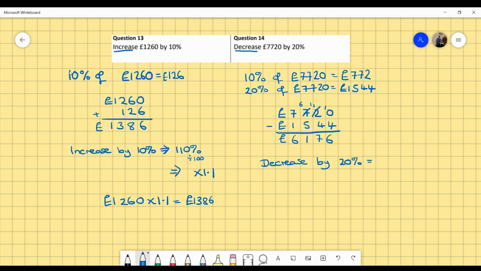And again, if I want to use a multiplier to do this, so to decrease by 20%, remember I want the original amount, which is 100%, and I want to take away 20%, so I actually want 80% of the original value. To turn it into a multiplier, we divide it by 100, so that means I would multiply by 0.8 at this point. So my calculation would have been £7,720 multiplied by 0.8, giving me an answer then of 6,176.